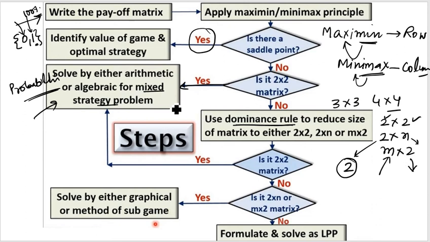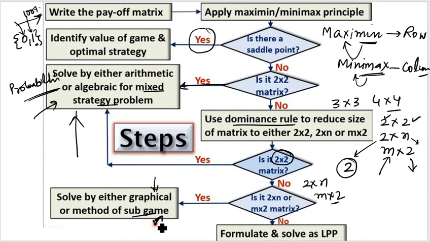Now, out of these three, 2 cross 2, 2 cross n, and m cross 2, if we get 2 cross 2, no doubt, we again use the arithmetic or algebraic method to solve the problem. But if it is 2 cross n or m cross 2 type of matrix, then we use the graphical method or the subgame method over there.